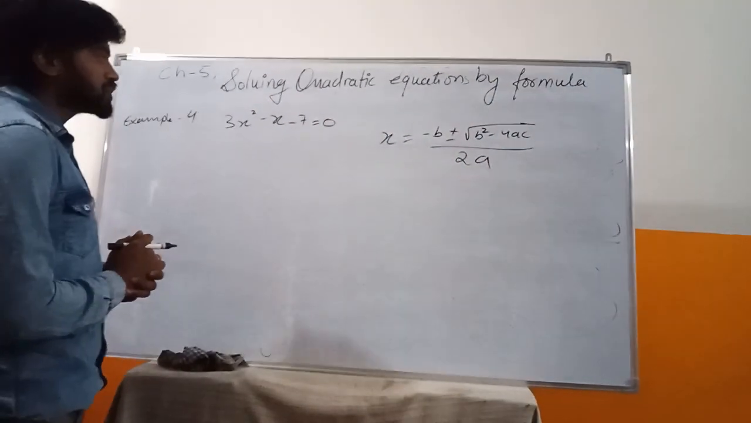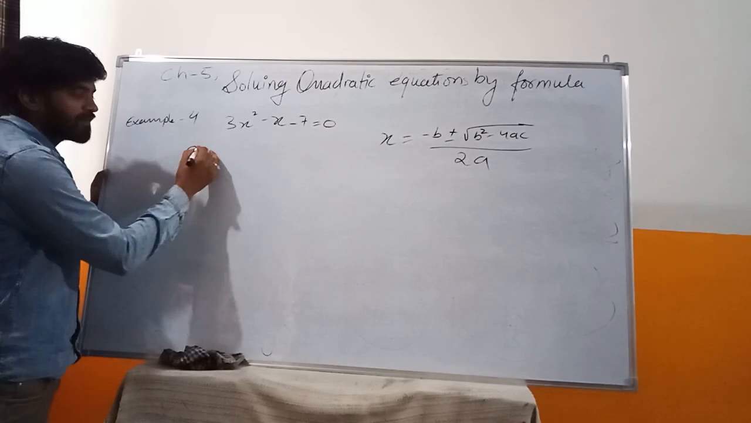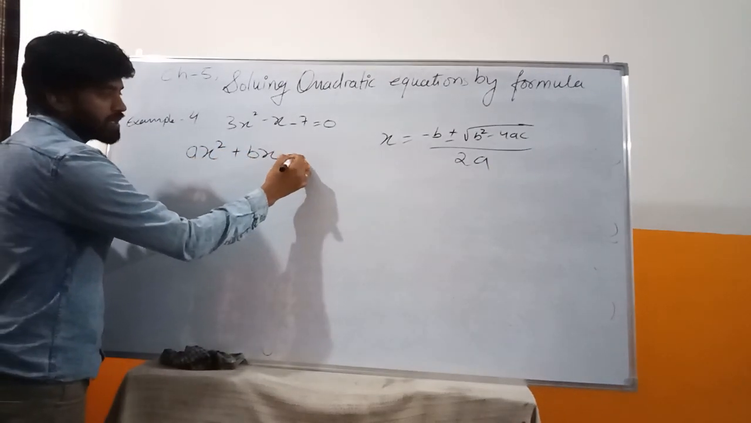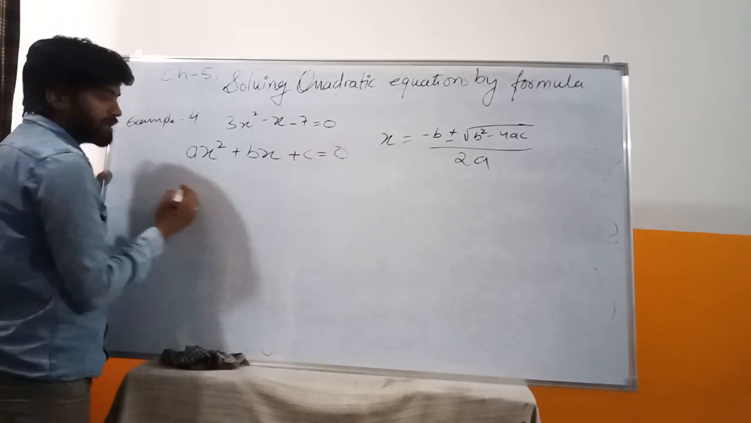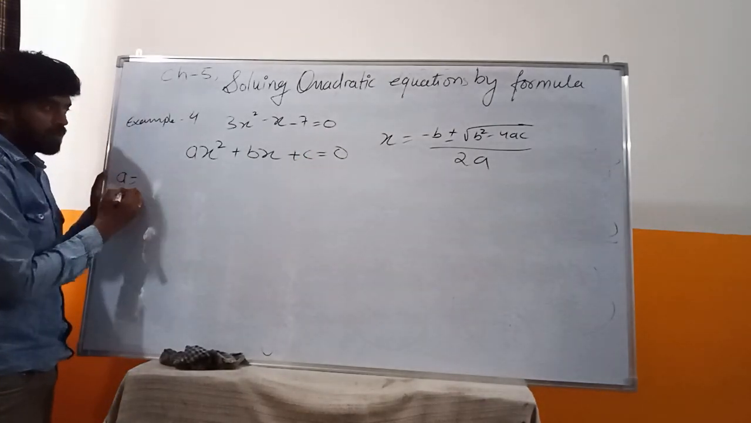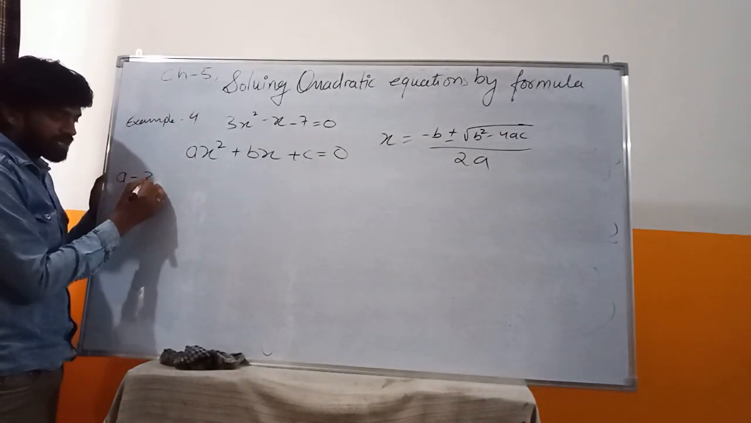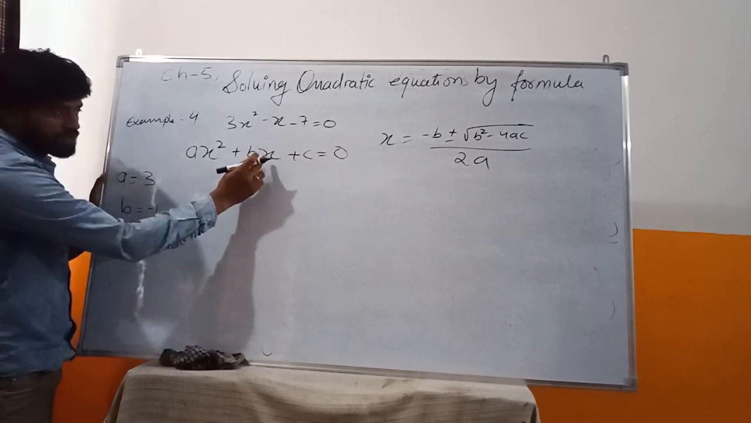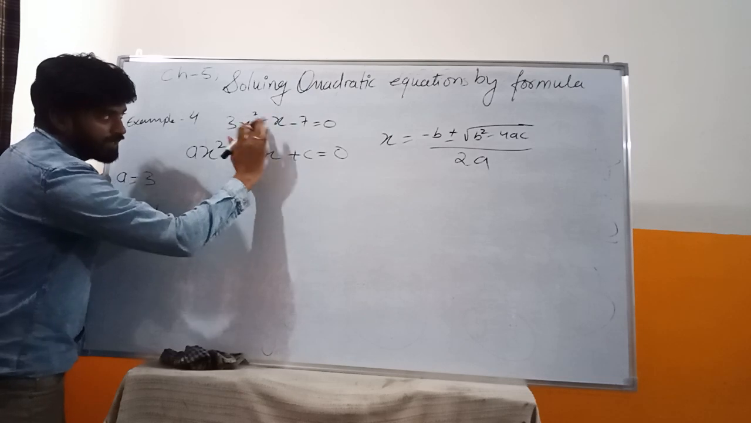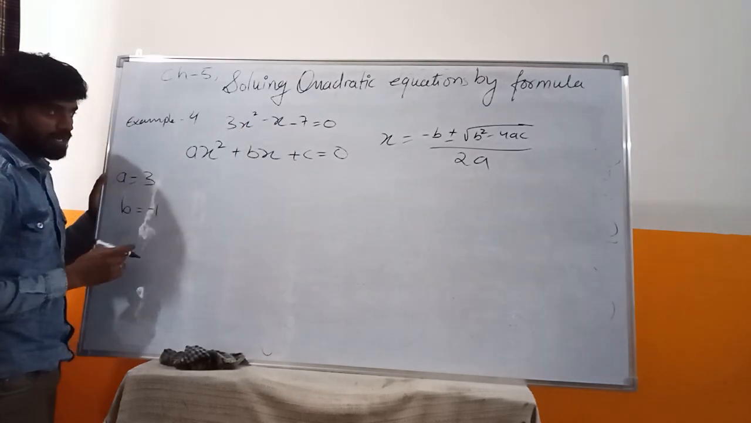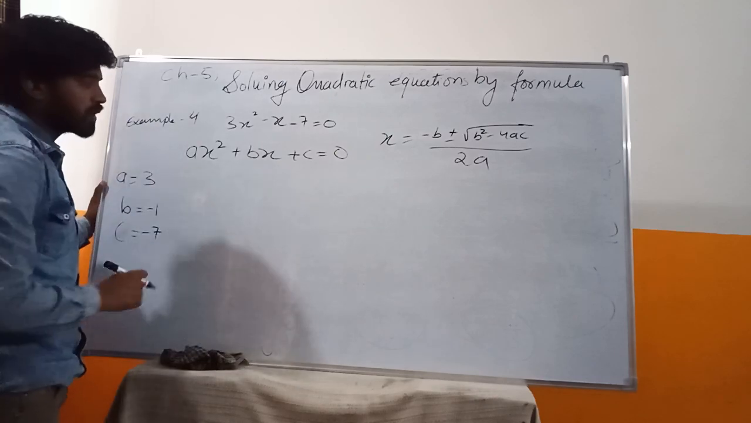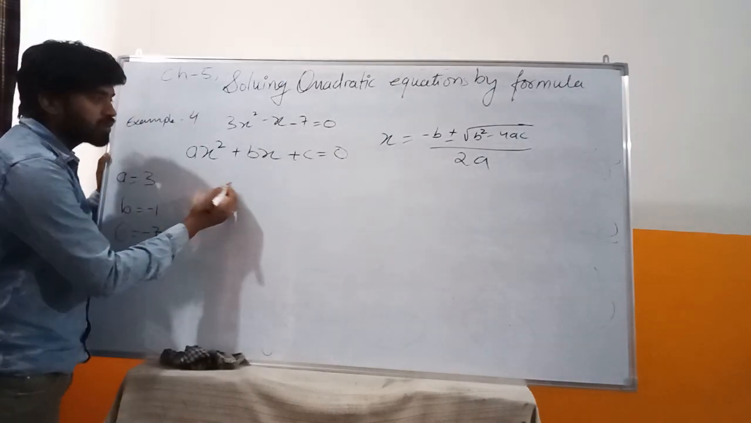But right now I need to compare with the standard quadratic equation and figure out what the values of a, b and c are. I think a's value is 3, b's value is minus 1, because if I just hide x over here, then nothing is there, so minus 1 I take, and c is minus 7. I hope every one of you agrees. Now I'm going to use the formula.